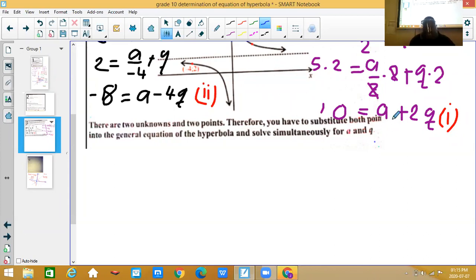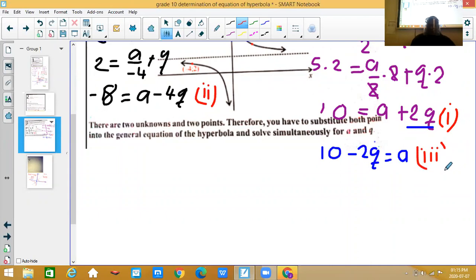So let us leave A alone. We transpose this one, so it will give us 10. If we transpose 2q to the other side, what will it become? -2q. This is giving us A. Now, from this one, we have got our third equation, from equation 1.